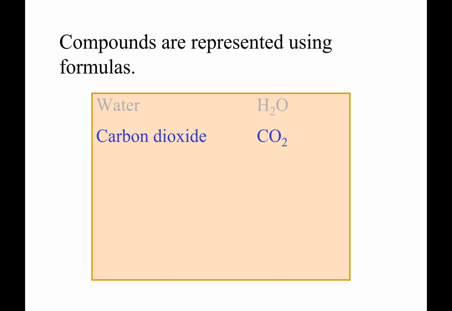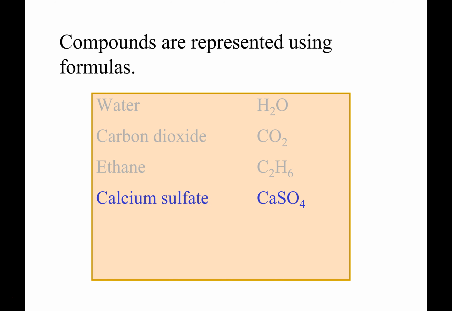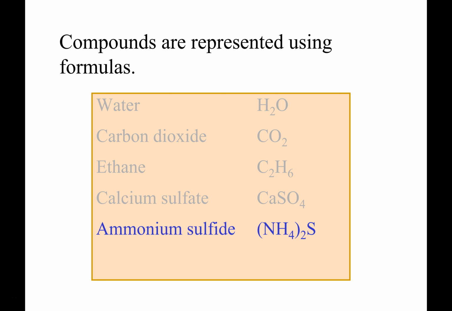Carbon dioxide, CO2. This is a good example of why you need to make sure your O is capitalized, otherwise it'd be cobalt. Ethane has carbon and hydrogen in it. Specifically, it has 2 carbons and 6 hydrogens in the molecule. Calcium sulfate, CaSO4.